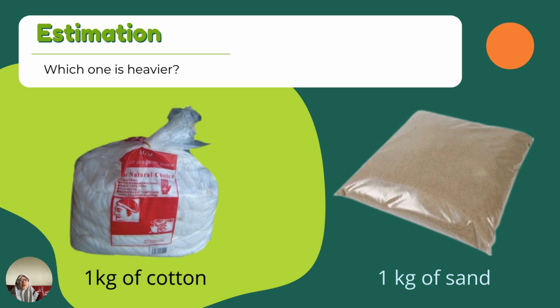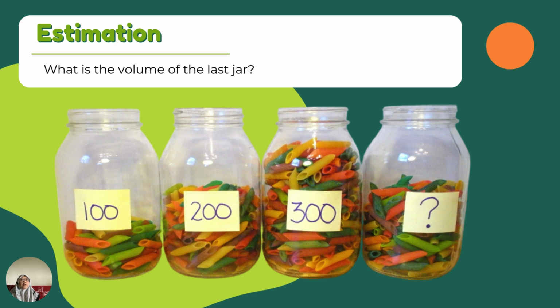Which one is heavier? We have 1 kilogram of cotton and 1 kilogram of sand. So which one is heavier? All right, of course, the 1 kilogram of sand. And then, what is the volume of the last jar? So this is the last jar. This is 100 pieces of pasta, and then this is 200, 300. So this is what? Between 250 to 280 maybe. So they estimate.